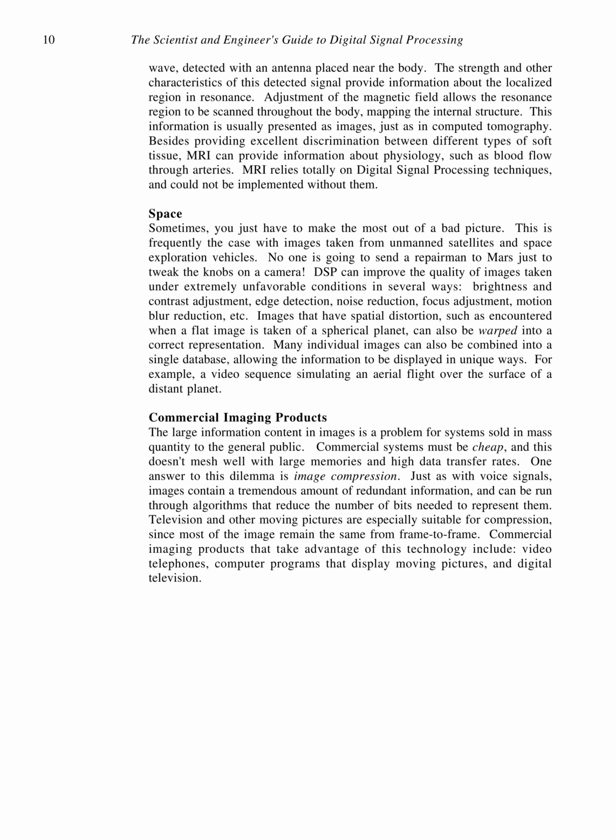In the realm of space exploration, images captured by unmanned satellites or vehicles often require enhancement despite challenging conditions. Digital signal processing can play a crucial role in improving image quality by adjusting brightness, contrast, detecting edges, reducing noise, focusing, reducing motion blur, and correcting spatial distortions. Multiple images can also be combined into a single database to create unique visual simulations, like aerial flights over distant planets.